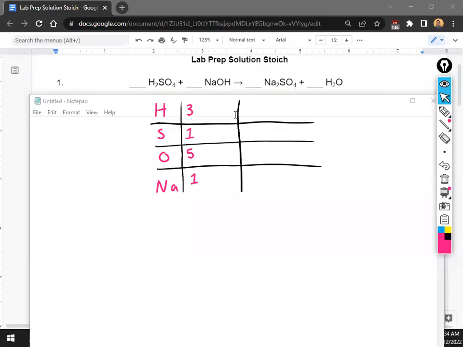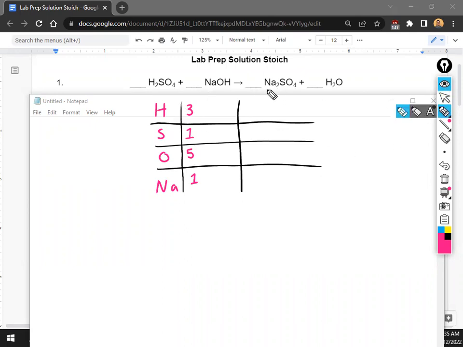All right, so we're going to start by balancing, and then we got H, S, O, and Na, and we counted 3, 1, 5, 1 on the left side of the arrow. Okay, we want to count the elements on the right side of the arrow now. So let's go to the right side.